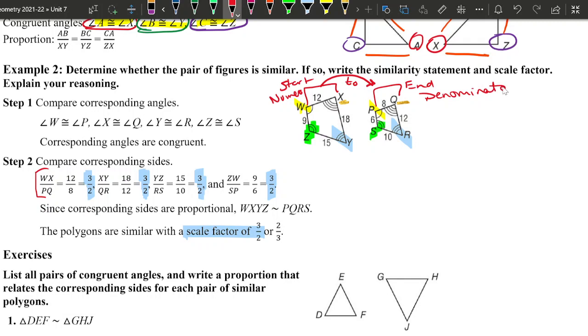Now, we could still set it up, because this problem doesn't tell us which direction to go. If we set up our proportions from the small one to the big one, then our scale factor would have been 2/3. It would have just flipped. Should make sense. So you go start to end. The numerator is the one that you're starting with, and the denominator is the one that you're ending with.